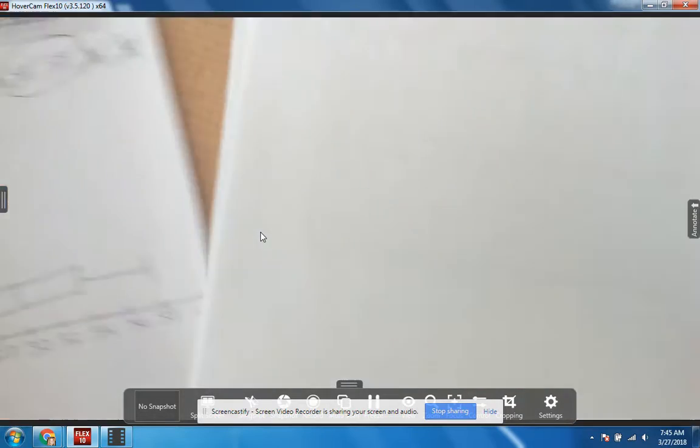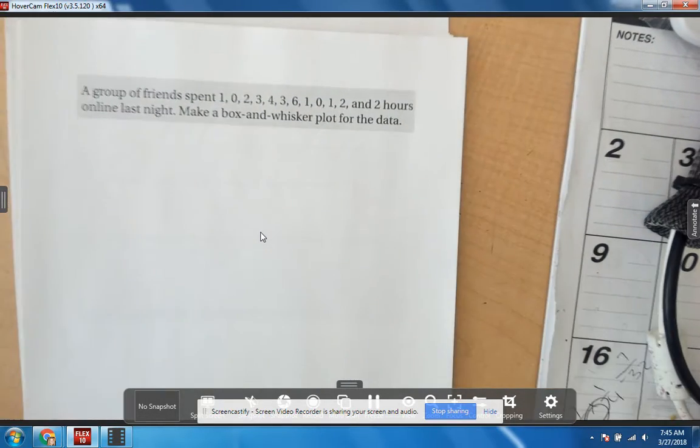Okay? So I'm going to have you try this one. So step 1 is going to be order least to greatest. Find your 5 number summary. So your median, your lower quartile, your upper quartile, your largest number, and your smallest number. Okay? So you guys try this one.